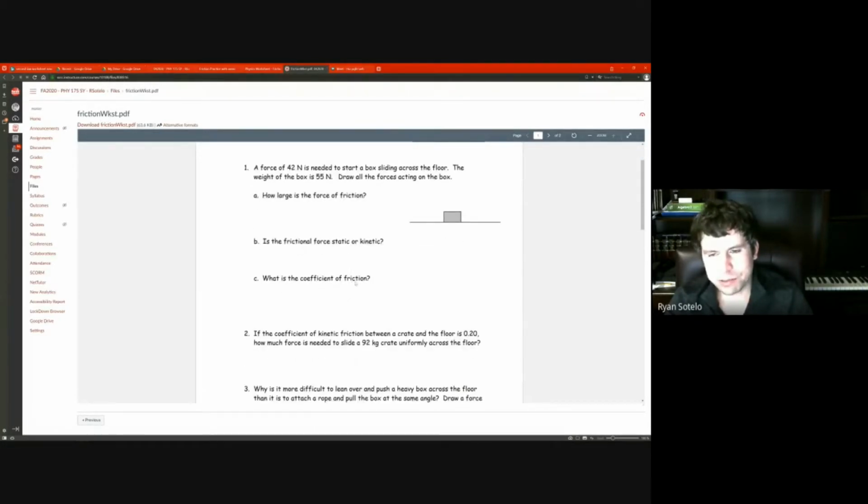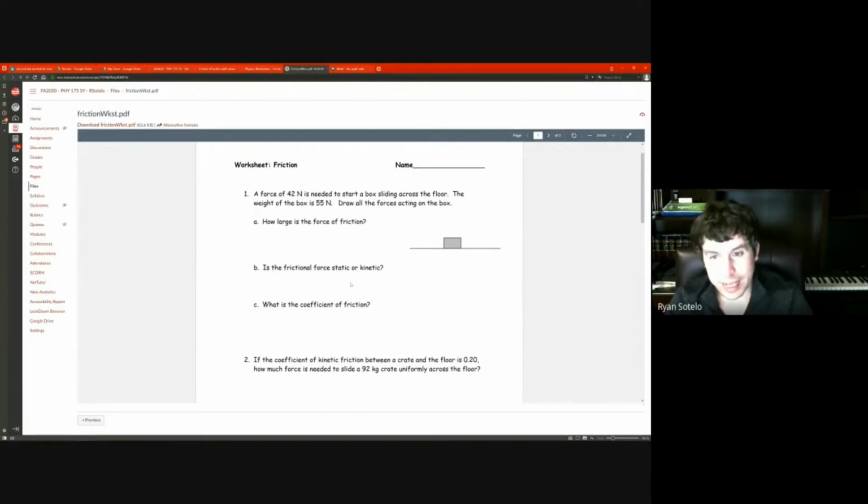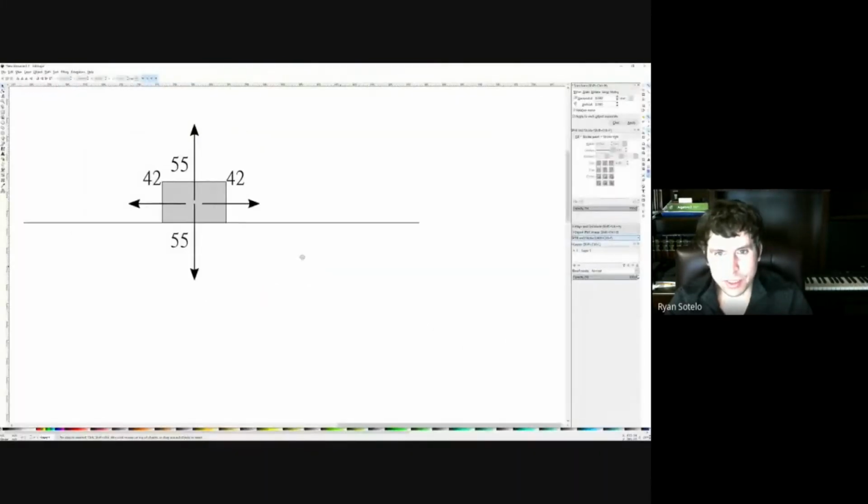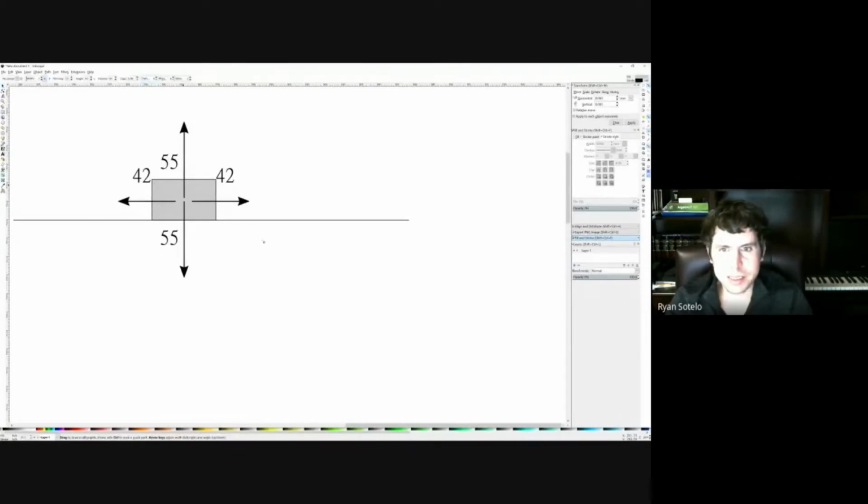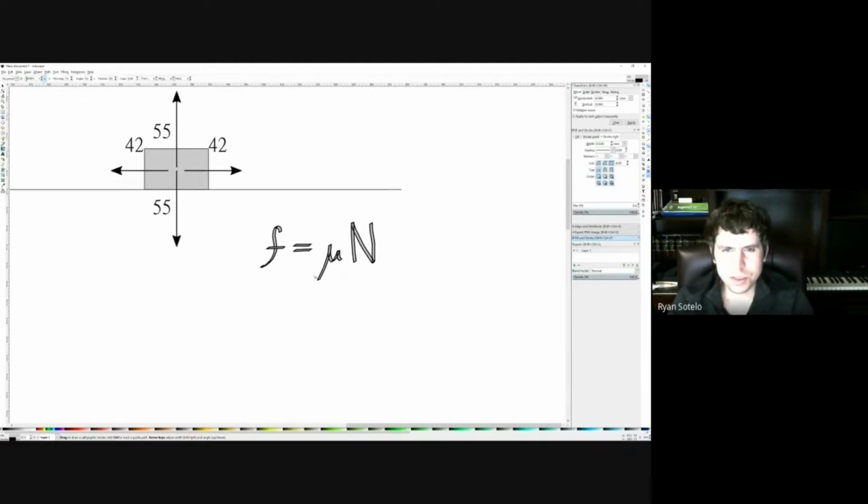What is the coefficient of friction? For that, we're going to come to this formula. It goes like this: the force of friction is equal to the coefficient of friction, mu. That's like a percentage, and that gets multiplied by the normal force. So whatever the normal force is, a percentage of that is the frictional force.